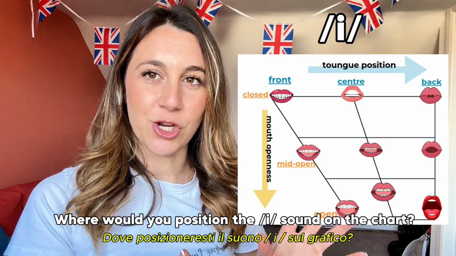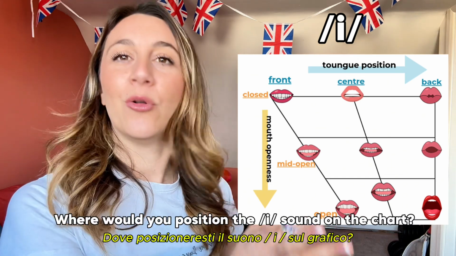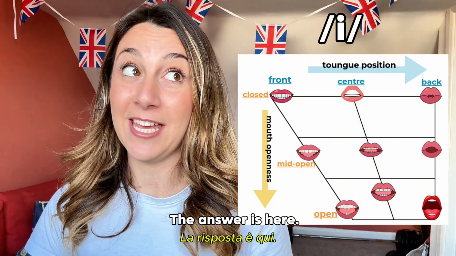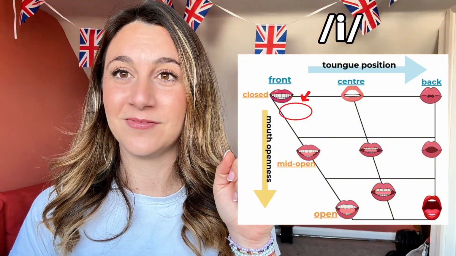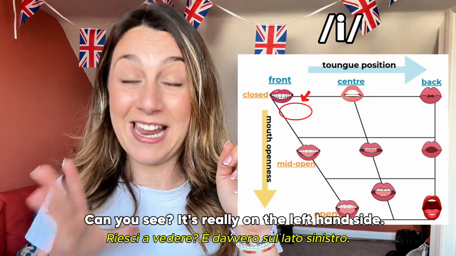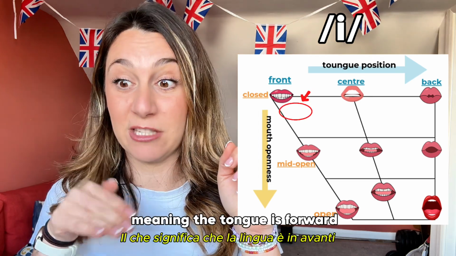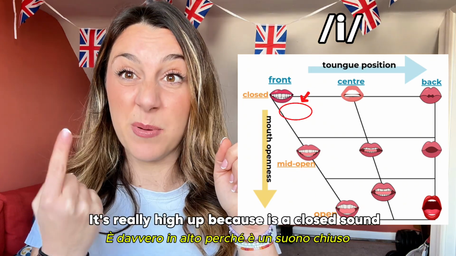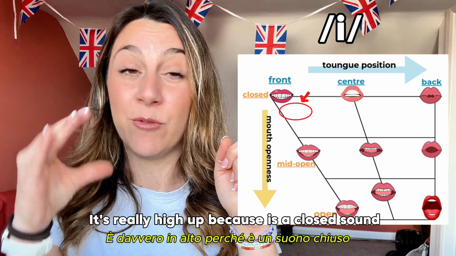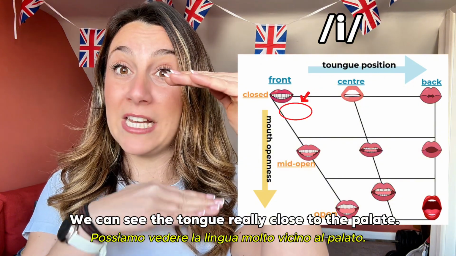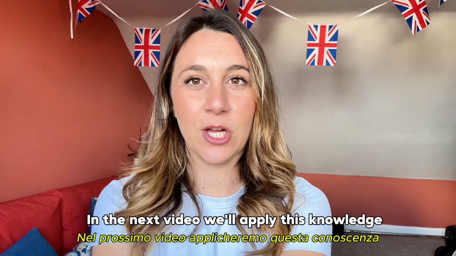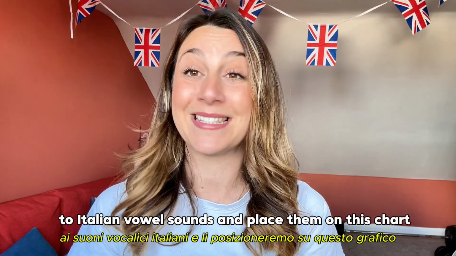Where would you position the E sound on the chart? The answer is here. Can you see it's really on the left-hand side, meaning the tongue is forward. We're smiling. It's really high up because it's a closed sound. We can see the tongue really close to the palate. In the next video, we'll apply this knowledge to Italian vowel sounds and place them on this chart.